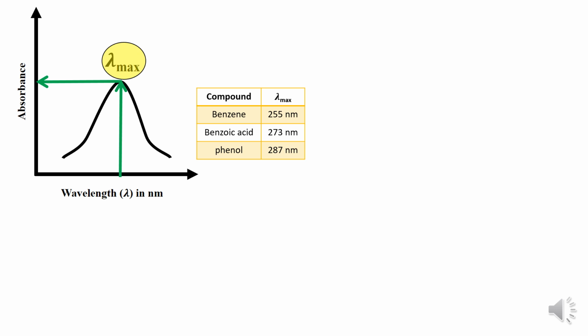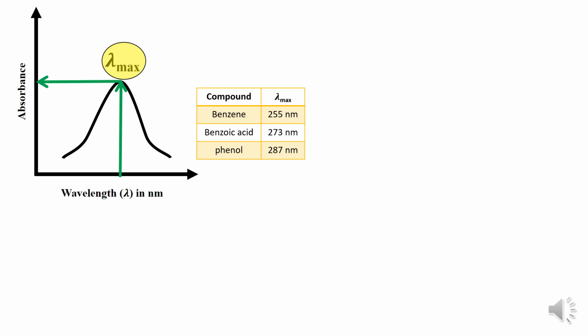Now here are some examples of compounds with their lambda max values. Benzene has a lambda max of 255 nanometers. Benzoic acid has a lambda max of 273 nanometers. And phenol has a lambda max of 287 nanometers. So each chemical compound has its own unique lambda max value.